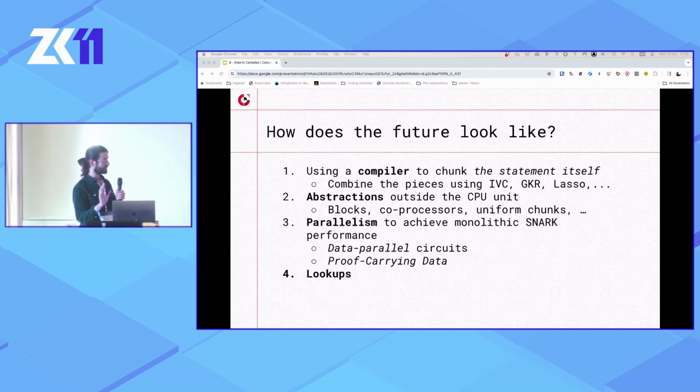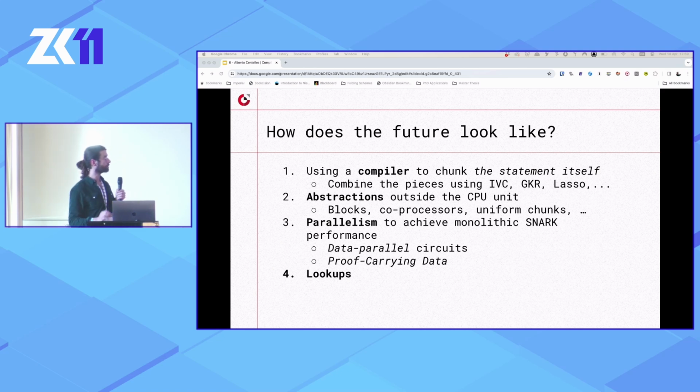Okay, so these are the 3 examples. There are many more. We have Lurk, we have Nexus, we have other projects that I wanted to bring, but there was restriction in time. So I wanted to just quickly recap what the future looks like. It seems clear that we want a compiler to chunk the statement itself. We want to combine the pieces using one of these techniques. It can be IVC, it can be GKR, it can be Lasso for lookups.